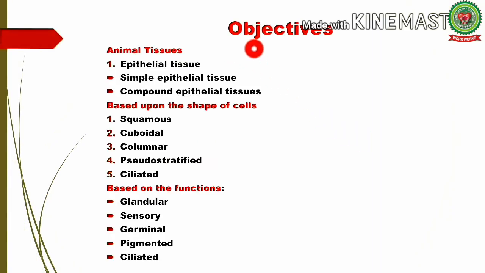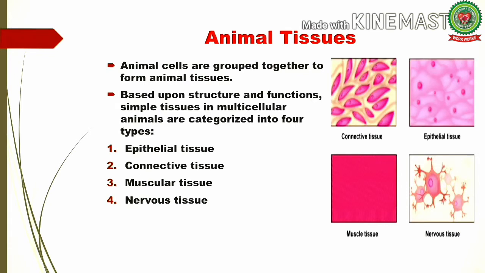Now, the learning objectives of this video include animal tissues and types of animal tissues. We'll discuss epithelial tissue. Based upon the number of layers of cells, we'll discuss simple epithelial tissue and compound epithelial tissue. Based upon the shape of cells, we'll discuss squamous, cuboidal, columnar, pseudostratified and ciliated epithelial tissue. Based on the functions, we'll discuss glandular, sensory, germinal, pigmented and ciliated epithelial tissue. Now students, open page number 2.6 of your books.